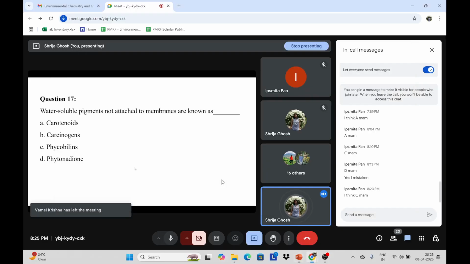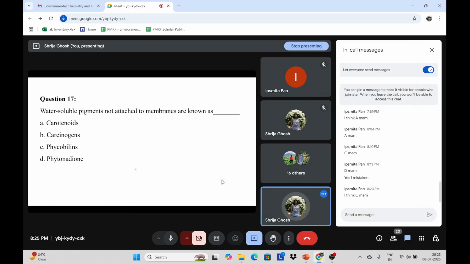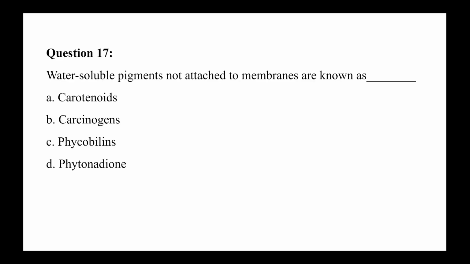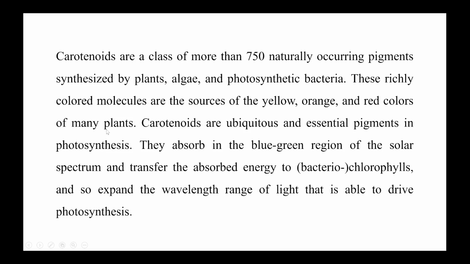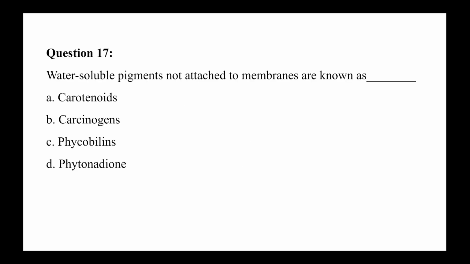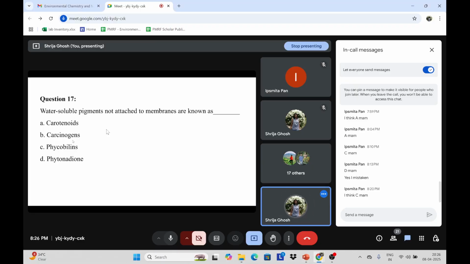Question number 17. Water soluble pigments not attached to the membranes are called. So carotenoids were membrane bound pigments. In the previous question, we had membrane bound pigments that participate in photosynthesis. Now in this question, you have to answer which of the following is a water soluble pigment that is not attached to membrane. Option A, carotenoids, option B, carcinogens, option C, phycobilins, and option D, phytonadione.